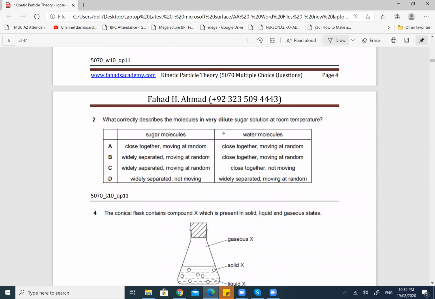This one, although we haven't really discussed this, you can probably answer this. What correctly describes the molecules in a very dilute sugar solution? Do you know what dilute means? Like, there's a very small amount of sugar in it.